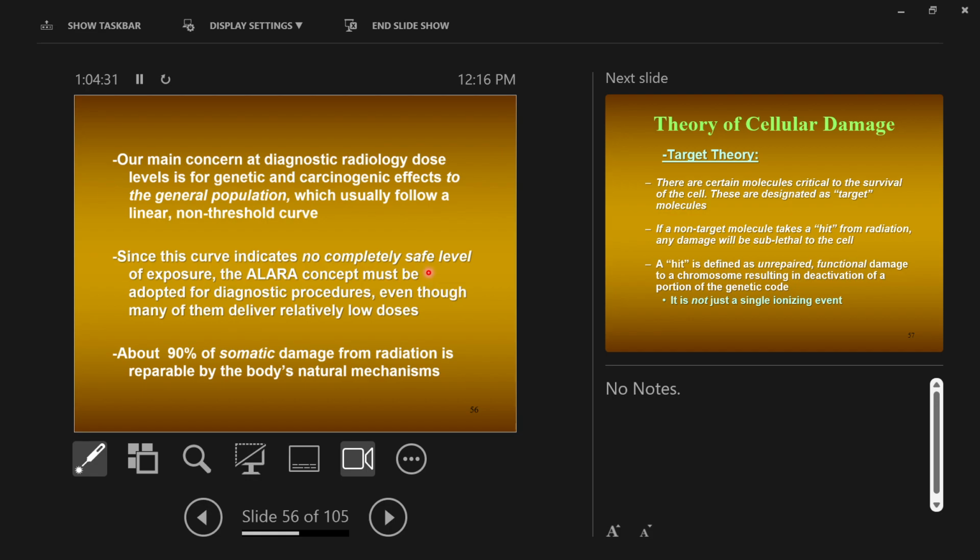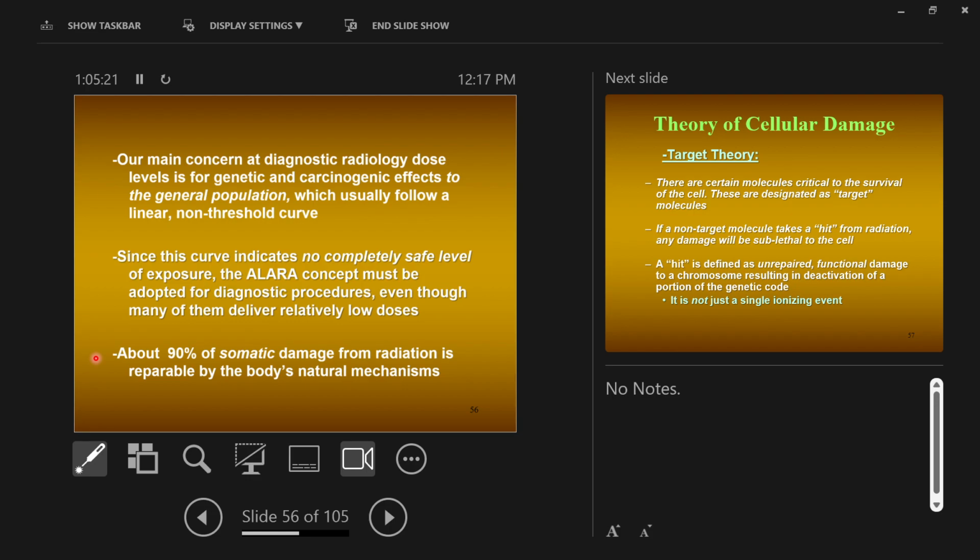How much harm is caused depends on the amount of exposure to our population as a whole, okay? Medical radiation, as you learned, accounts for half of all radiation exposure to the population. So if we can lower radiation exposure to the population, we can lower the rate of genetic defects and carcinogenesis within a population. This is why it's so important to learn radiation safety. So there is no safe level of exposure to X-rays. The ALARA concept must be adopted for diagnostic procedures, even though many of them deliver relatively low doses. That's important, right? We're delivering very low doses of radiation, but because there's no such thing as a safe dose of radiation, we always have to be thinking: keep your doses as low as reasonably achievable.